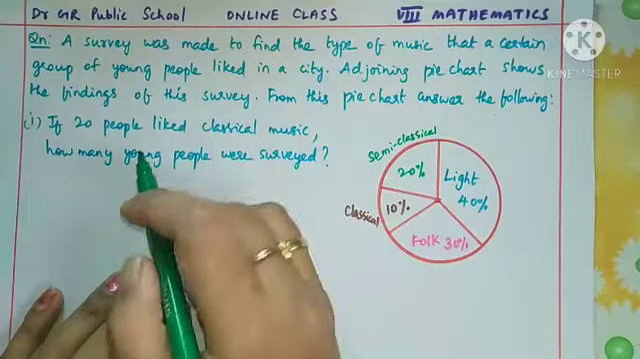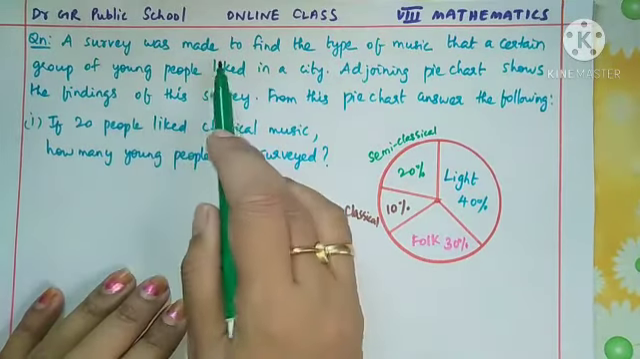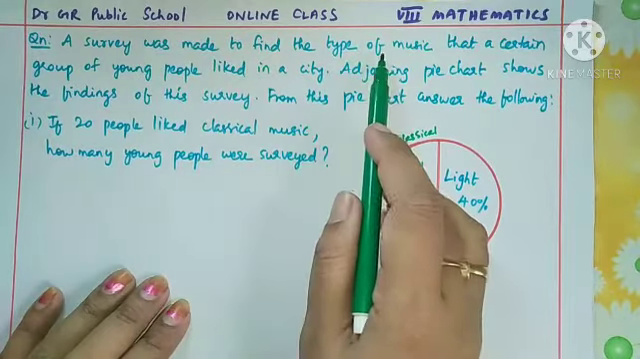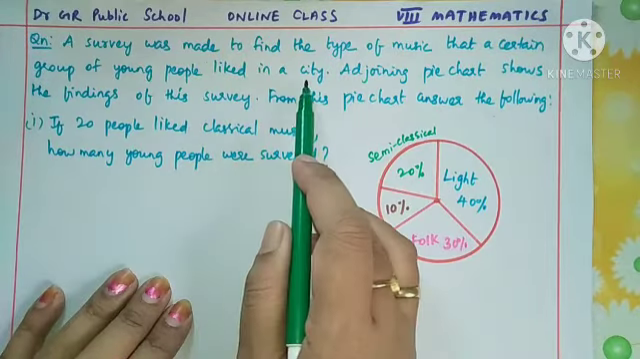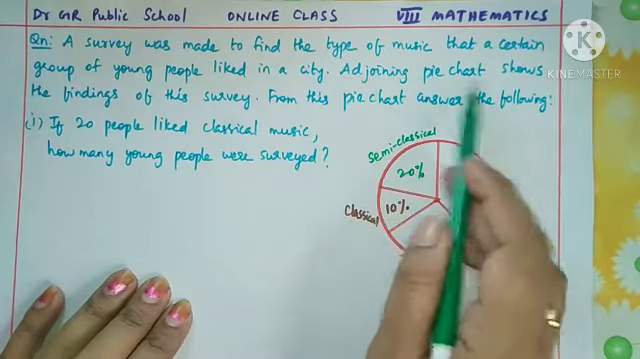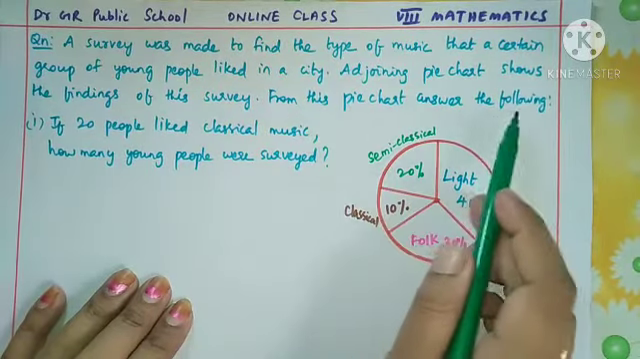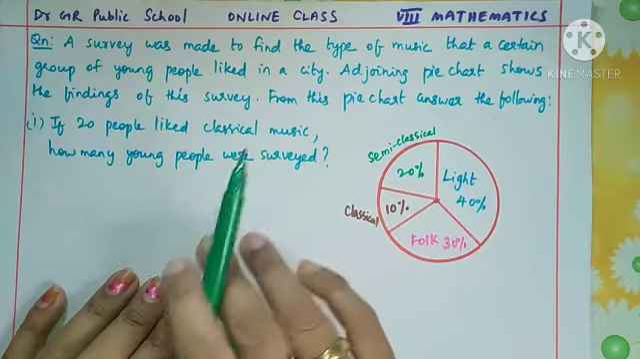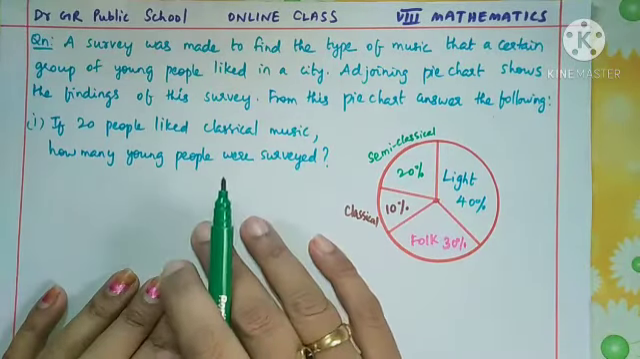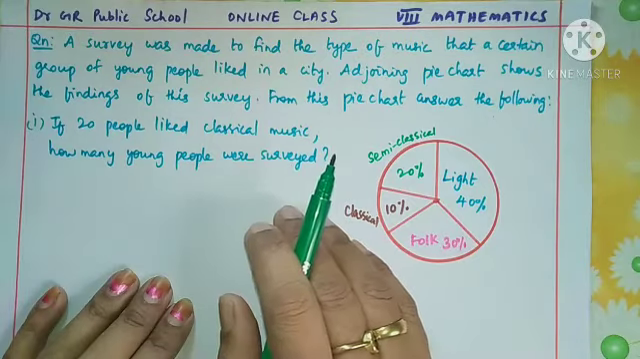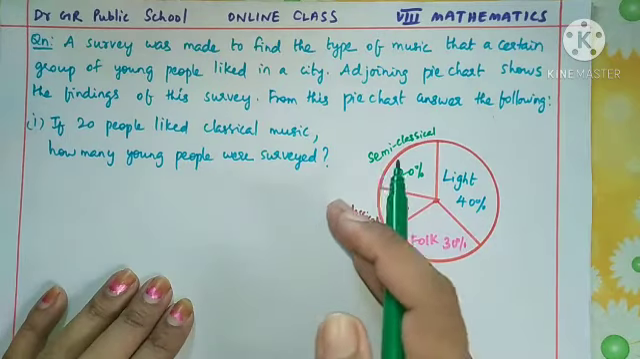See this question. This is a question from your exercise. A survey was made to find the type of music that a certain group of young people liked in a city. Adjoining pie chart shows the findings of this survey. From this pie chart, answer the following. So a survey. What do you mean by survey? A study. A study was done to find out what are the favorite music of different people.